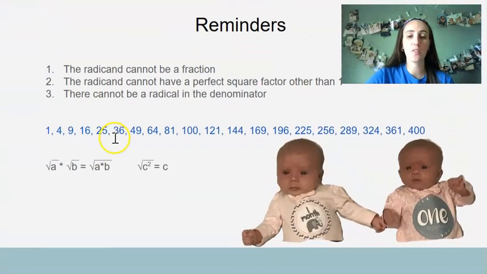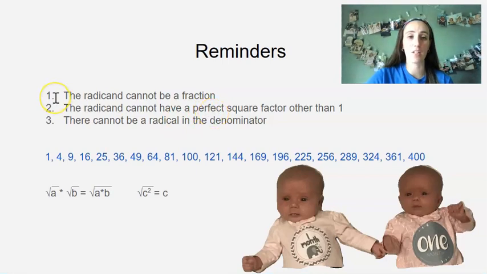Here are Brooke and Sophia's most recent reminders. Keeping in mind the radicand cannot be a fraction. The radicand is a number inside the radical symbol. Also, the radicand cannot have a perfect square factor other than 1. And lastly, when simplifying radicals, there cannot be a radical in the denominator. So if there's a fraction involved, that bottom number can't have a radical.